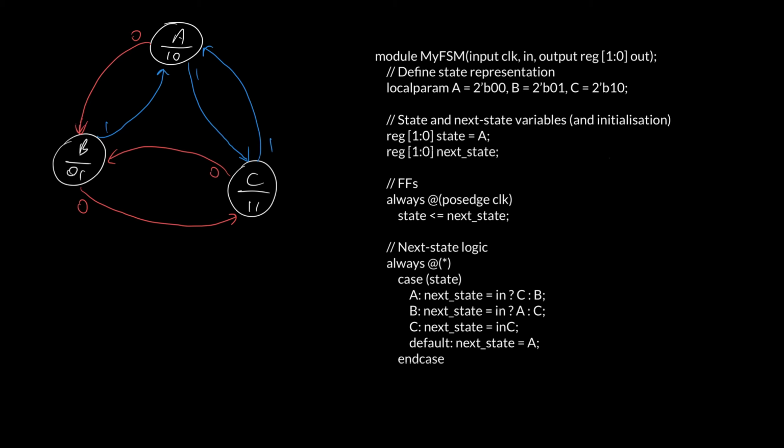Finally, if I'm in state C, I test the input. If the input is true, i.e. if the input is a 1, I'm in C, I get a 1, the blue arrow takes me to A. Otherwise, I'm in C, I get a 0, the red arrow takes me to B. And so this, for this particular example, is probably the nicest way of implementing it using a case statement. Moving on to the output logic.